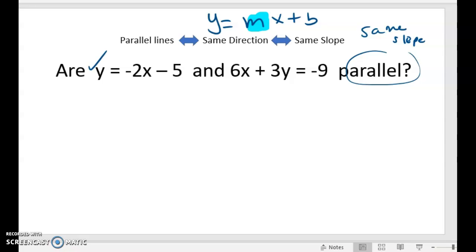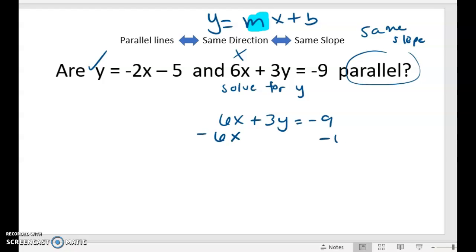This one's good. It's already in y equals mx plus b. But this one I have to manipulate a little bit. So I'm going to solve for y first. So I have 6x plus 3y equals negative 9. Subtract 6x over, I'm going to move that entire expression. Now since it's mx plus b, I'm going to put the x term in front of the actual number.